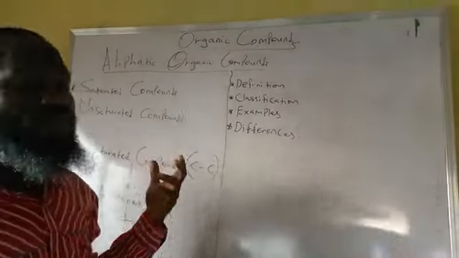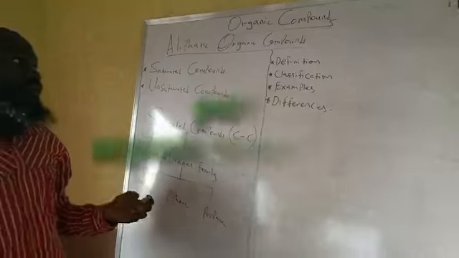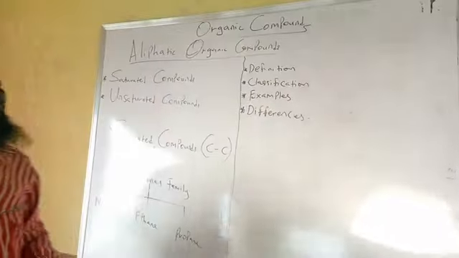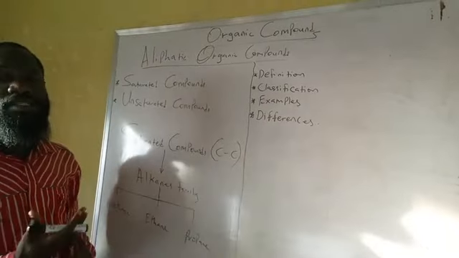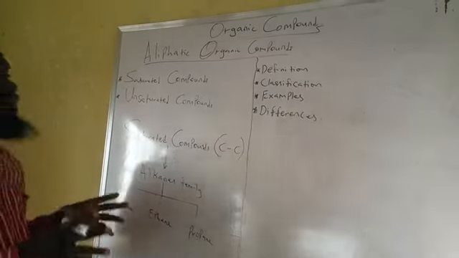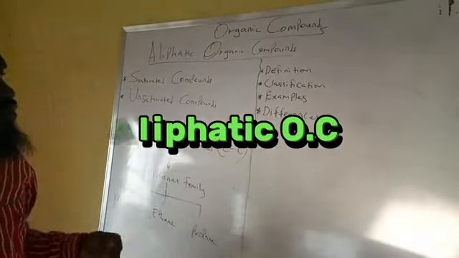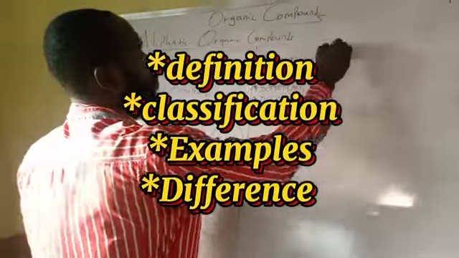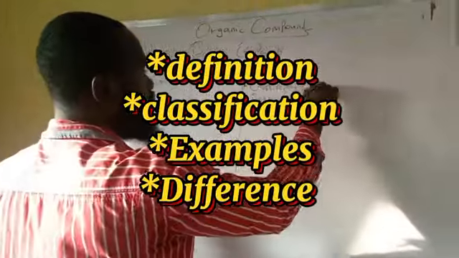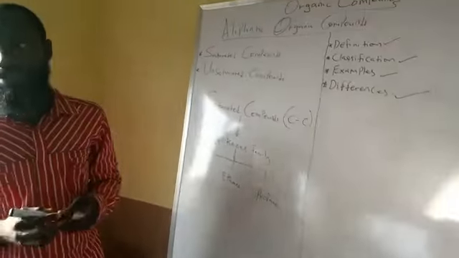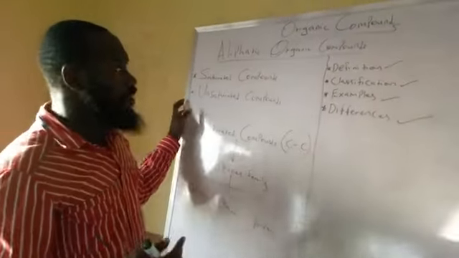Having talked about the classification, the definition, and the derivation of organic compounds. Now, among the classification, we have the aliphatic organic compound. We want to discuss more on aliphatic organic compound. So, to start with, we are going to talk about definition. We are also going to talk about the classification. We're also going to talk about the examples of aliphatic compounds, and we're going to talk about differences in this section of this video. I'll start with definition.